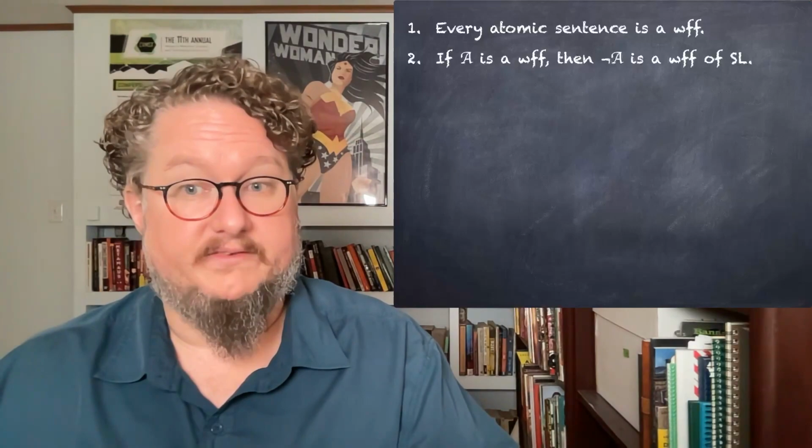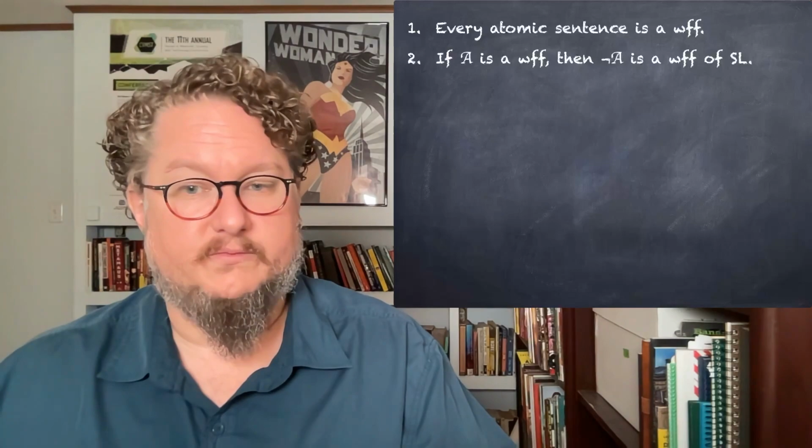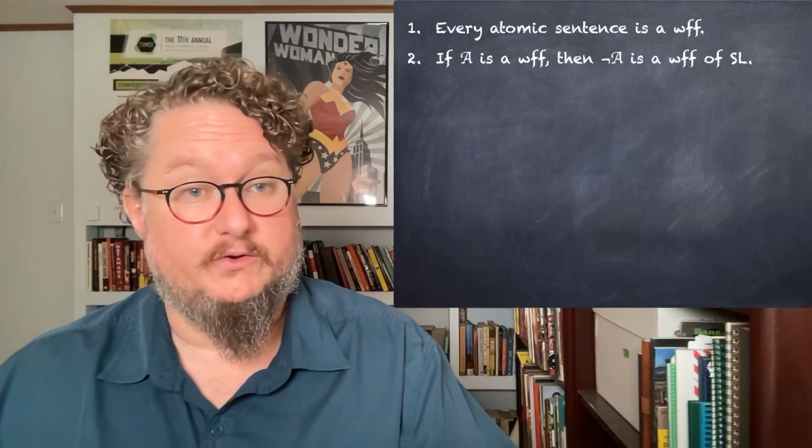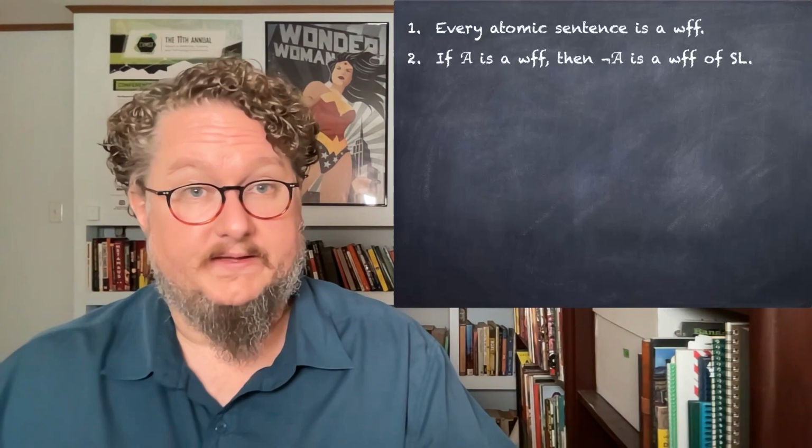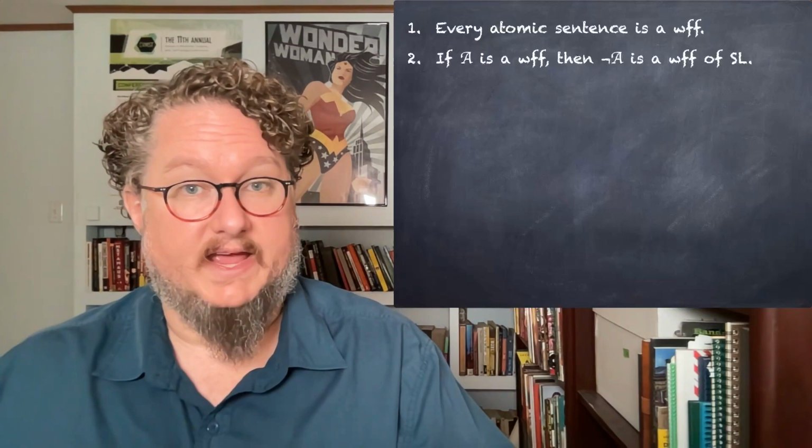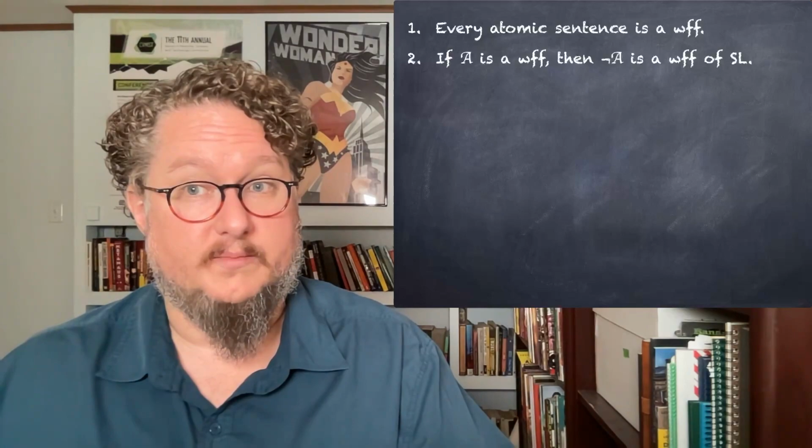The definitions that I'm giving, these rules that I'm giving, are recursive. They apply to expressions in SL that we've generated using these rules. So rule number 2 says if you have a woof, then if you add the negation to the front of it, you also have a woof. You have a new woof, a new well-formed formula.